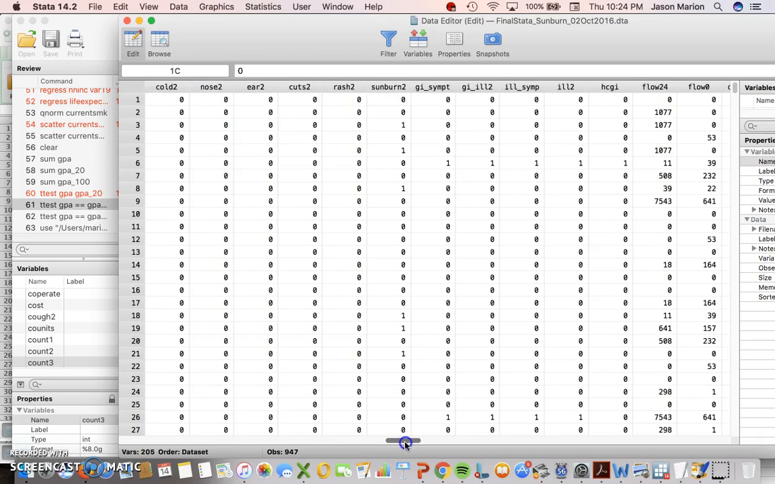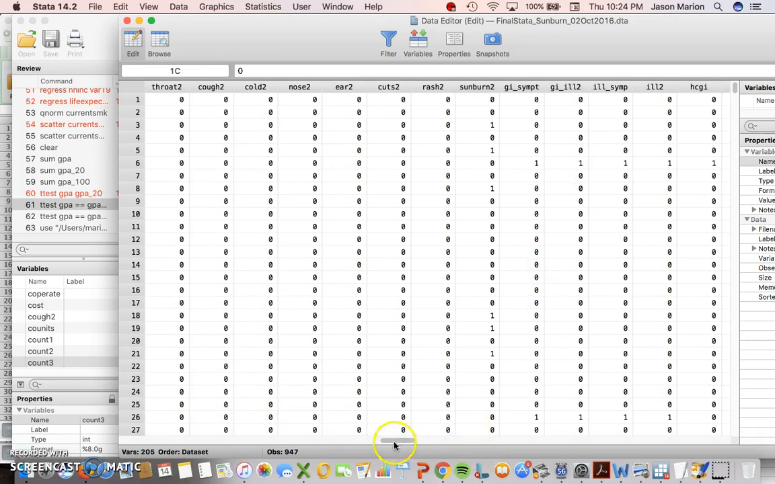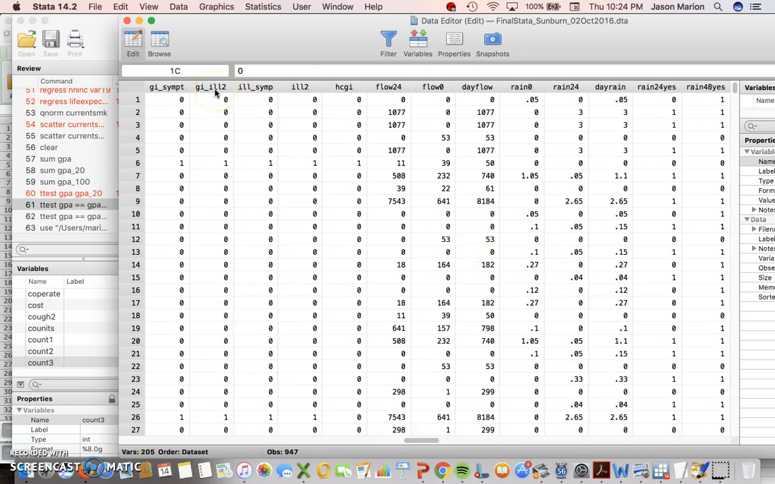So we have a way of seeing whether or not somebody had diarrhea because we asked them. We called them on a phone. This was a cohort study. We called them and asked them if they had diarrhea after they went swimming. We also asked them if they had any gastrointestinal illness, such as stomach aches, nausea, vomiting, diarrhea. If they had any of those symptoms in the 7 to 8 days after they went to the beach, they would tell us when we called them. So the number one indicates yes, they did have GI illness too.